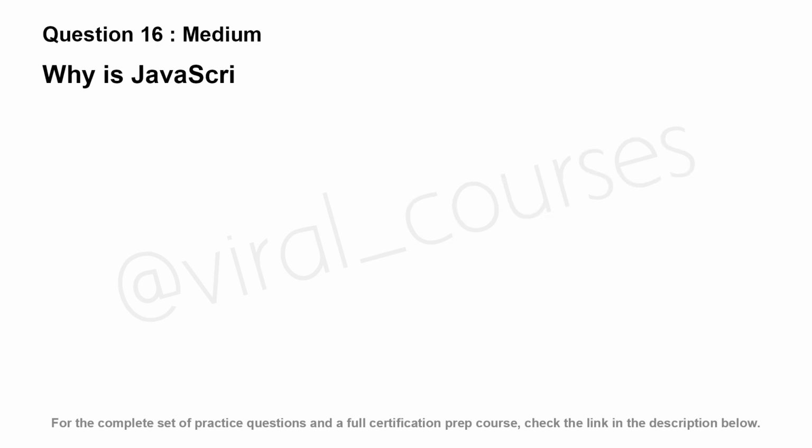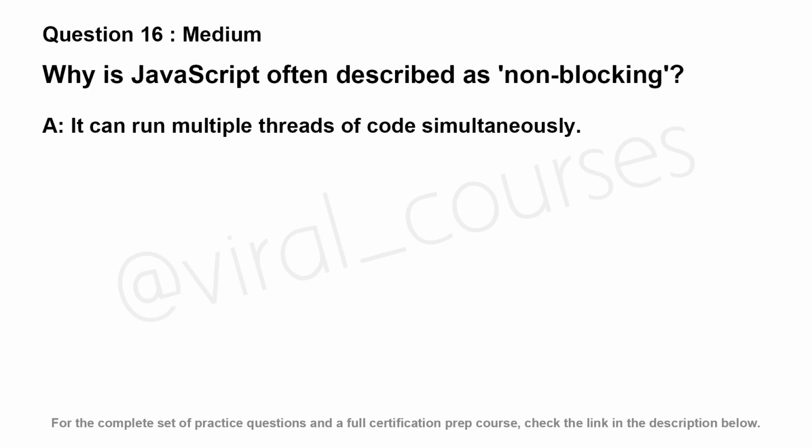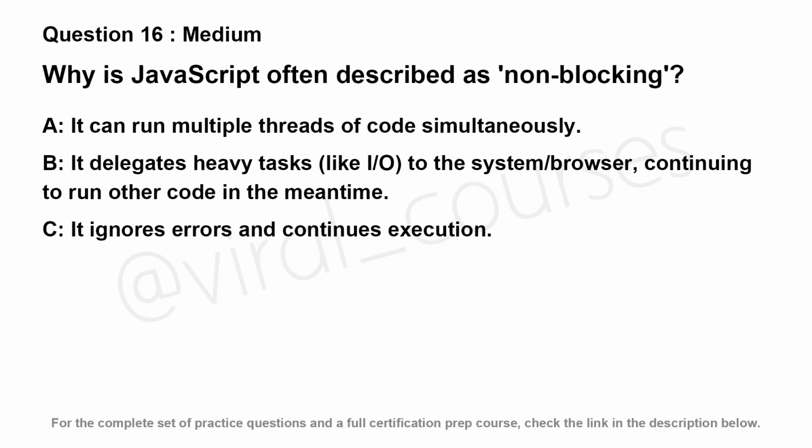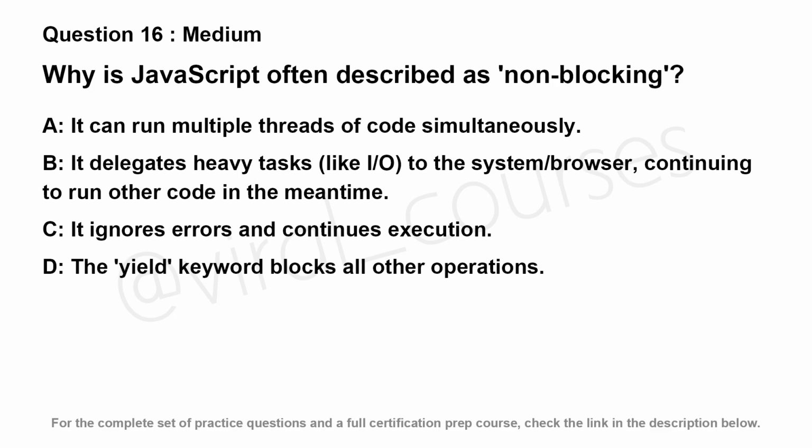Why is JavaScript often described as non-blocking? Option A. It can run multiple threads of code simultaneously. Option B. It delegates heavy tasks, like I/O, to the system browser, continuing to run other code in the meantime. Option C. It ignores errors and continues execution. Option D. The yield keyword blocks all other operations.